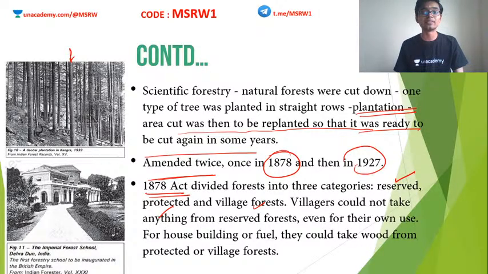Villagers could not take anything from reserved forests. Villagers were strictly banned from entering these reserved forests. But as far as the other two, protected forests and village forests, are concerned, they were allowed to enter these forests for the purpose of building houses and in search of fuel. They could collect forest produce for building houses or for finding fuel from the second and third categories, that is protected forest and village forest. Reserved forest was strictly forbidden from the entry of any native villagers.